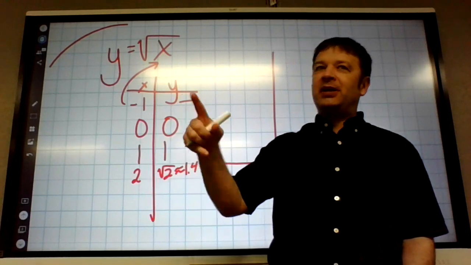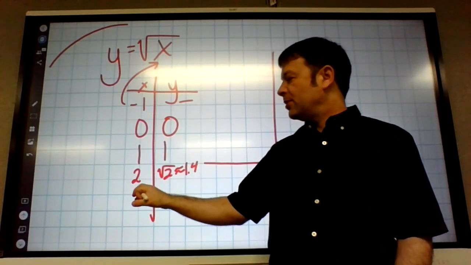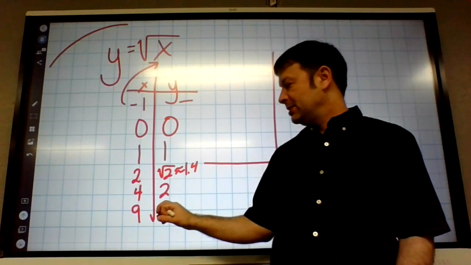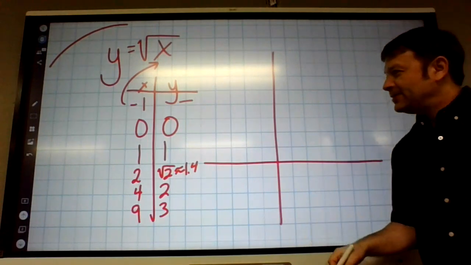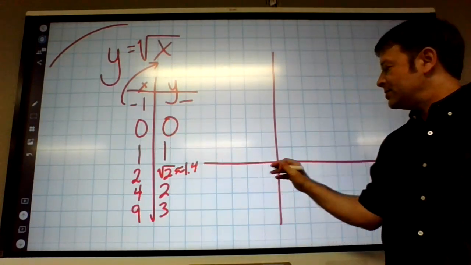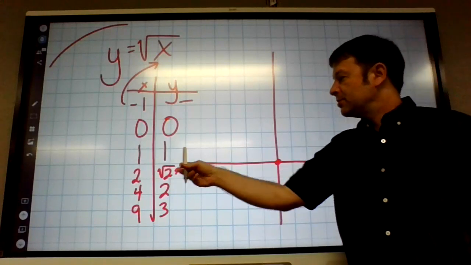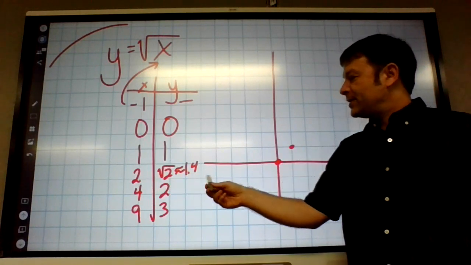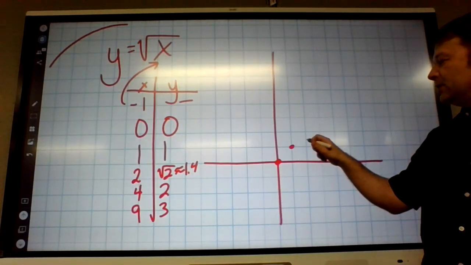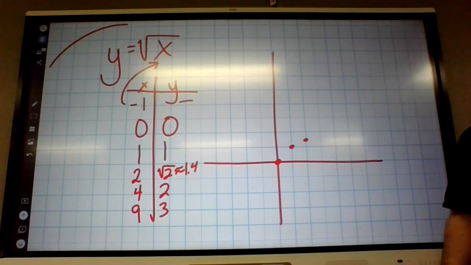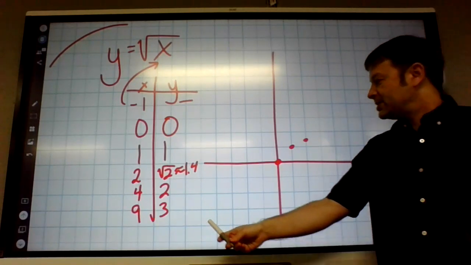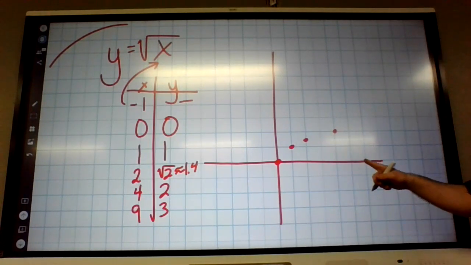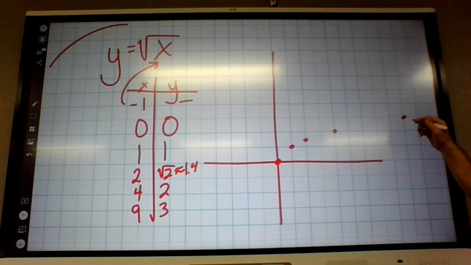So what's the next number that has a nice square root? 4. Square root of 4 is 2. 9 is 3. So if I try and graph this, the first one I could graph is 0, 0, 1, 1. I guess we could graph this 2, 1.4. Mostly I'm going to be skipping the decimals today. Just makes it easier to graph. 4, 2, 9, 3.